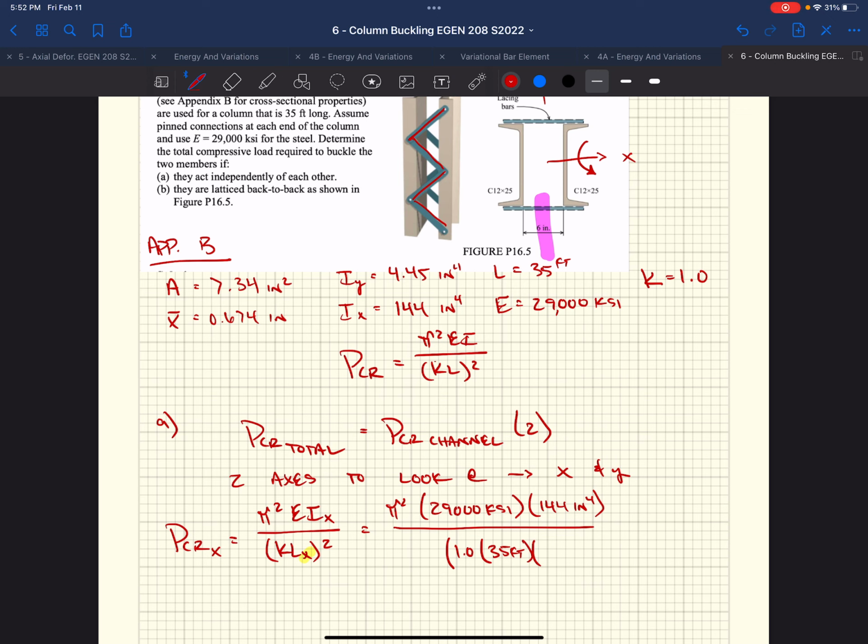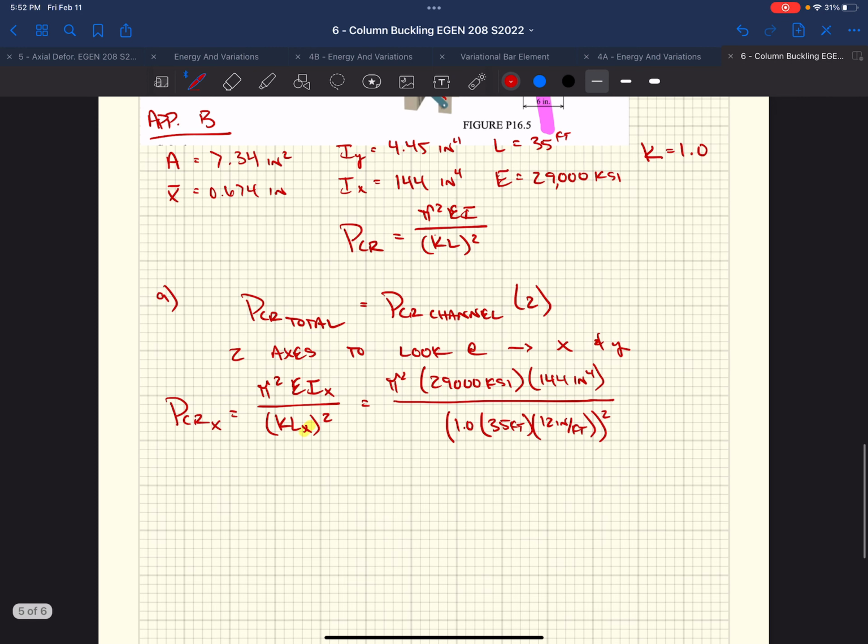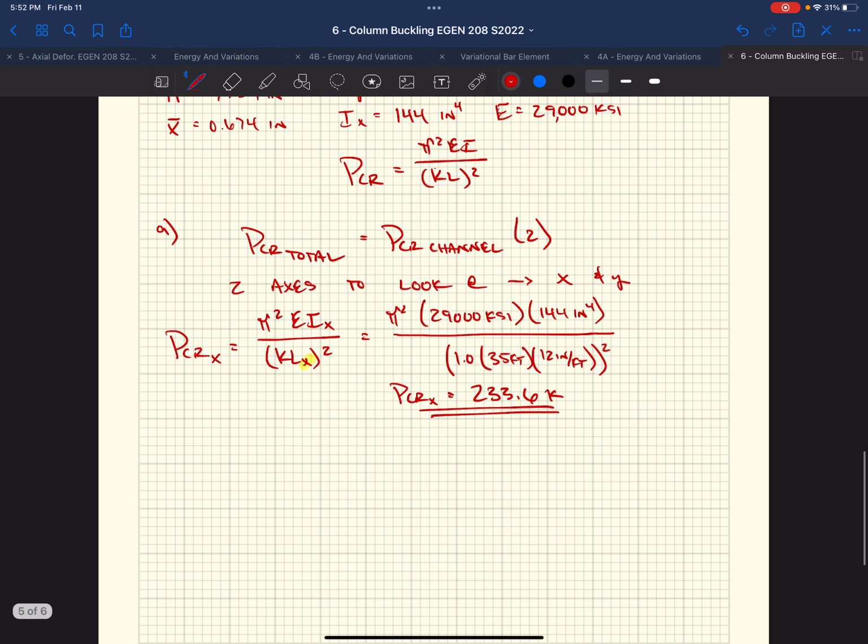Well, as you can see, everything else is in inches, so I'm going to change this to inches. And it's going to look something like that. And when we calculate P critical in the X direction, we're going to get 233.6 kips. Wow, right? 230,000 pounds, okay? Fully loaded semi-truck, right?